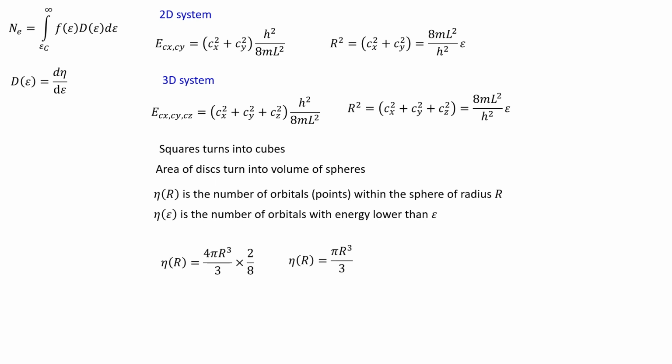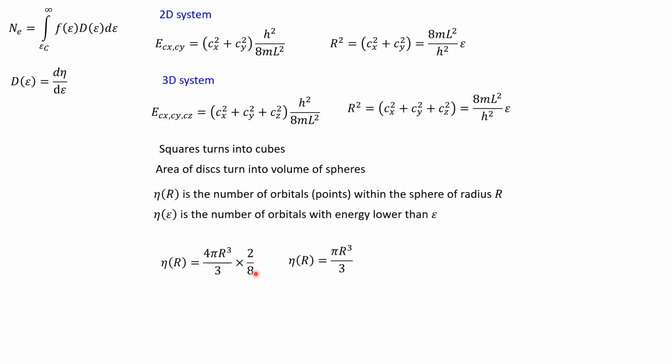And now to take the number of points inside the sphere, we take the volume of the sphere, which is this term, and divide it by the volume of the cube, which is again 1 because the cube has side 1. Now we remember that each point actually represents 2 orbitals because of the spin, so we multiply by 2. And we recall that we can divide the sphere now in 8 parts, and only one of these parts will have Cx, Cy, and Cz positive.